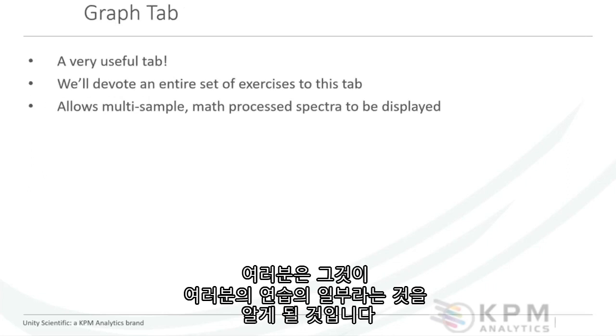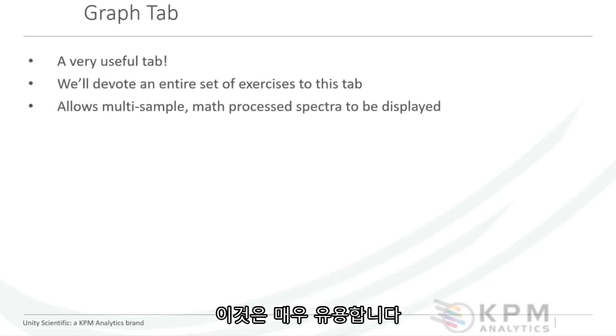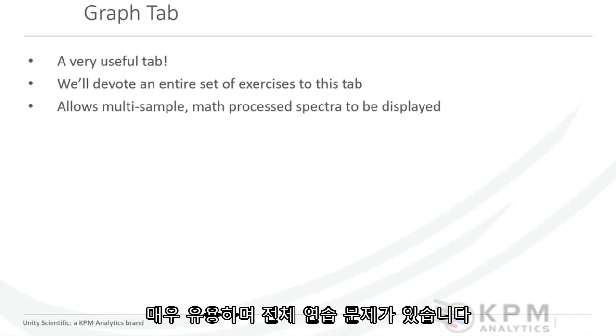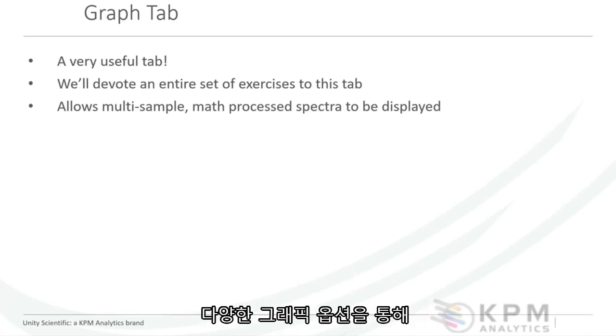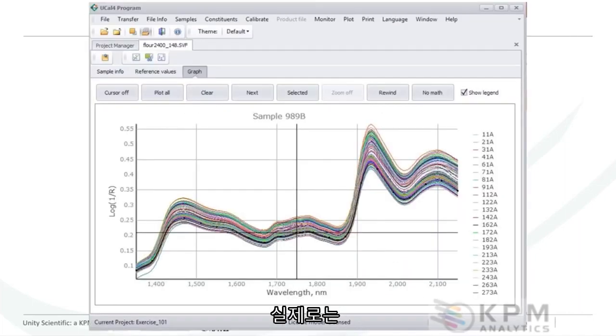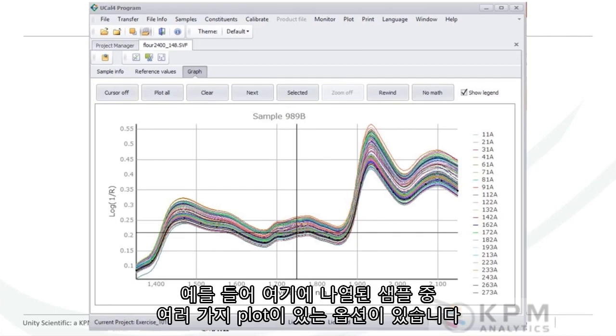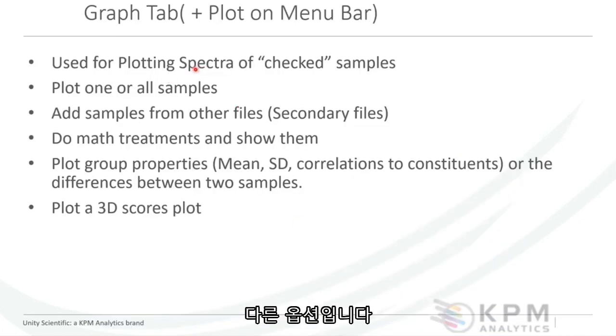The graphics tab, this is very useful. So useful, we've got an entire exercise coming up that we will work through all of the different graphic options. But it's really visualizing what you've got in your SVF file. So here's an example, a bunch of samples that are listed here, and you can see that you've got some plotting options that are available. There are different options that you might want to do.